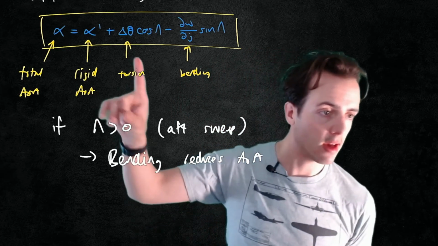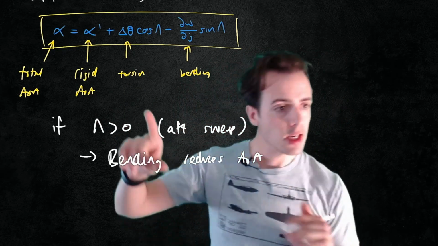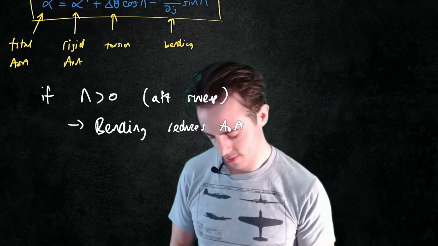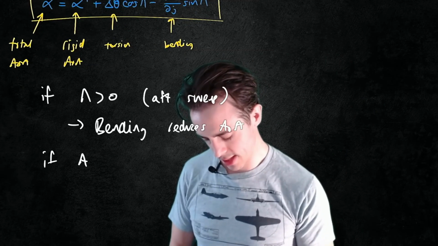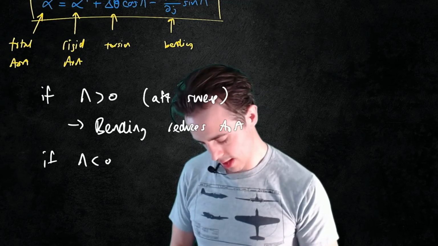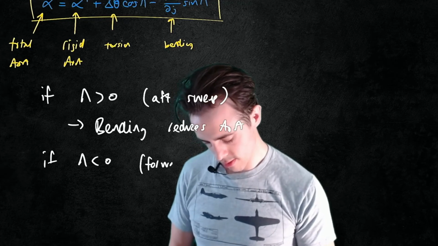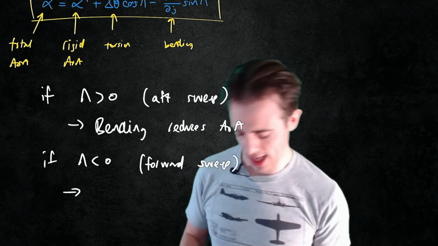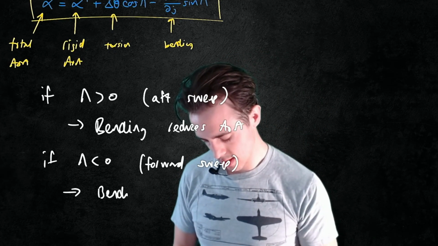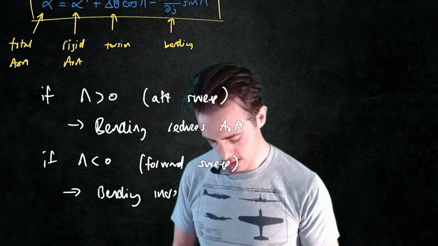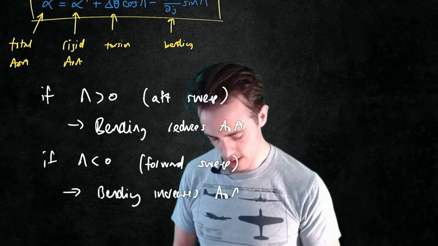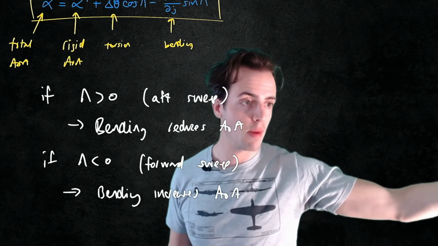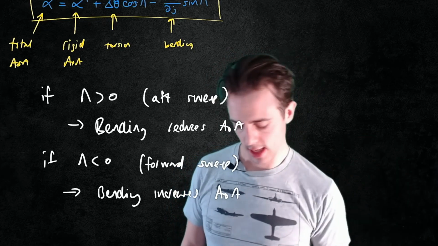Okay, and in both cases, let's go back a second. If lambda is bigger than 0, if we have aft sweep, bending reduces the angle of attack. If lambda is less than 0, forward sweep, then bending increases the angle of attack. So that won't be good for us. We want this idea that any wing bending, because we're always going to have bending under lift, we want it to reduce the angle of attack.